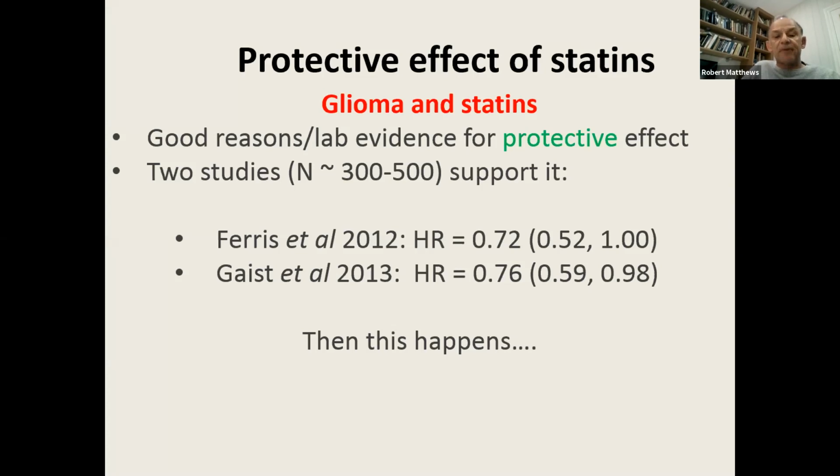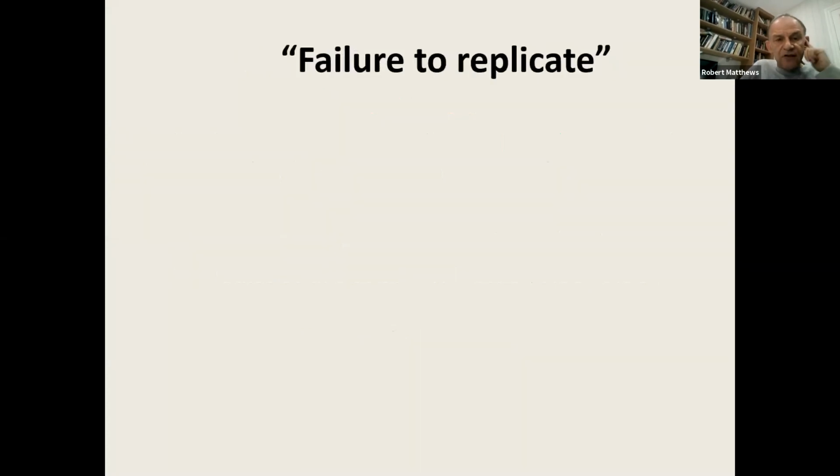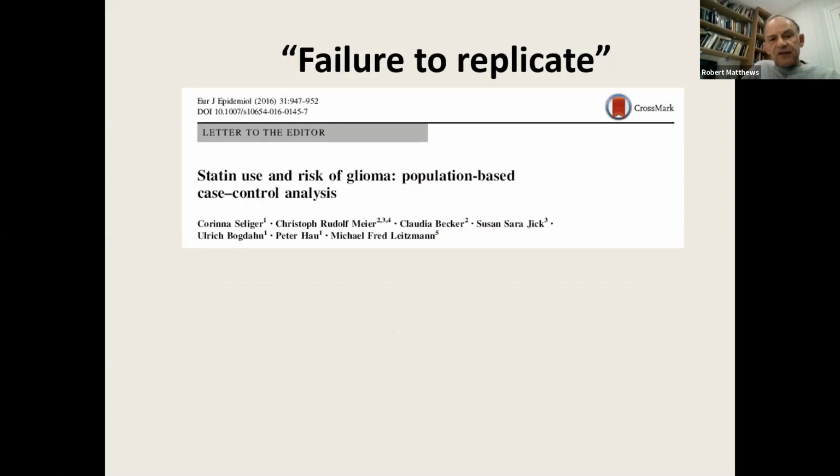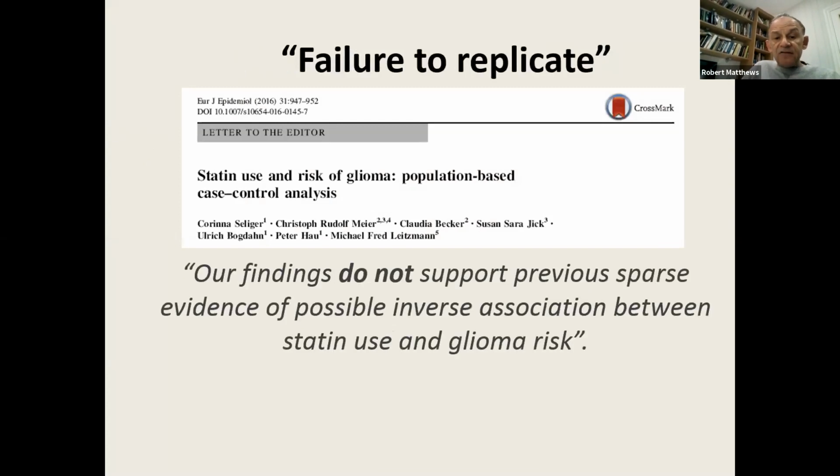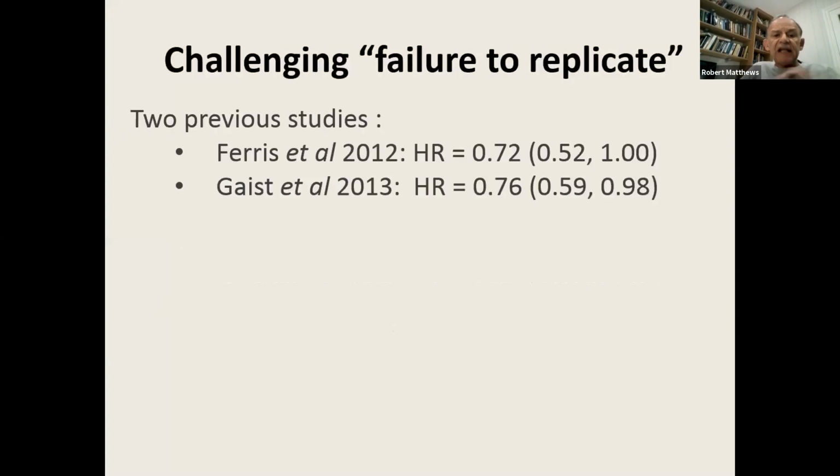But then this happened. This was published in 2016, a failure to replicate. And it was very clear: our findings do not support the previous sparse evidence, that's how they describe those two studies, about an inverse association between statins and glioma. And it was very, very large, 27,000 people involved. So let's challenge that. This is all a bit worrying. I mean, what's going on here?